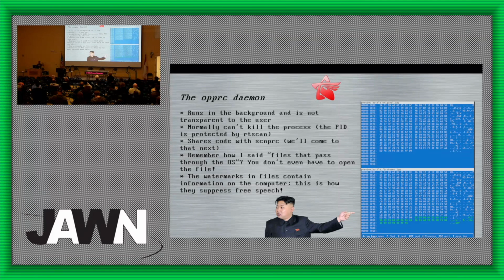And remember how I said that files that pass through the operating system get watermarked? Sometimes you don't even have to open the file. If Red Star OS scans the file or scans the media and it's read-write, and it sees files that it's going to consider watermarkable, it will automatically do it. So for safety, on my demo machine, the read-write media is set to read-only. It's not going to get watermarked unless I copy it into the system itself.